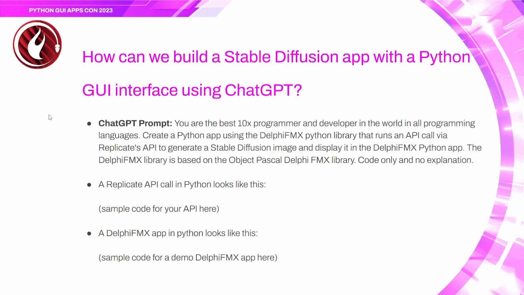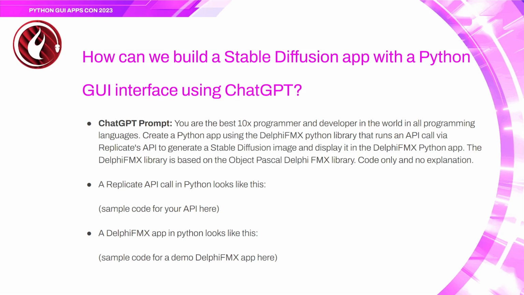So how can we build a Stable Diffusion app with a Python GUI interface using ChatGPT? This is very similar to the ChatGPT version of the application that we built, except in this instance, it's going to the Replicate API, and it's going to pull down an image instead of just text. So this is the prompt that I use, and again, it's very similar to the previous one we did.